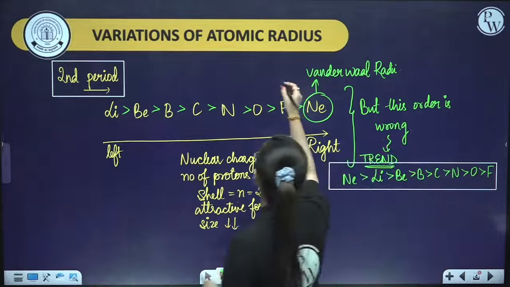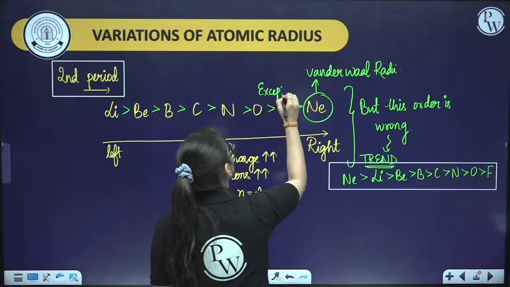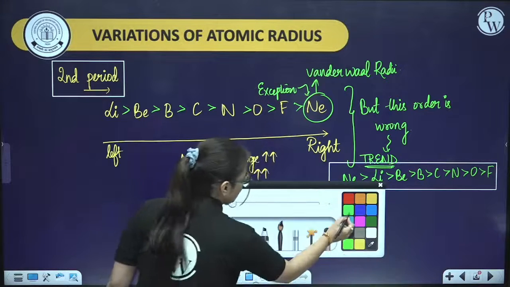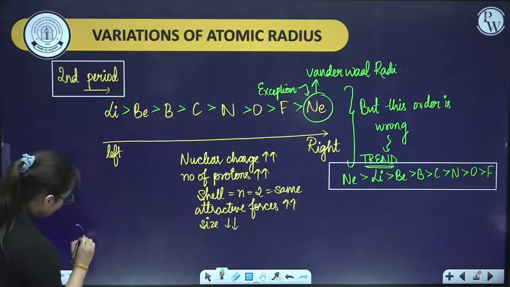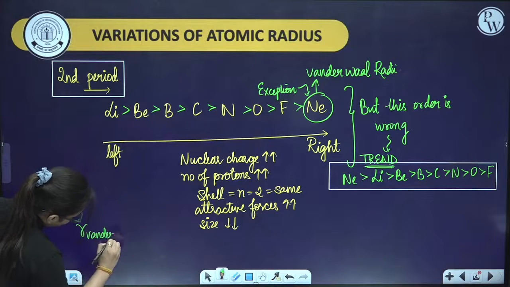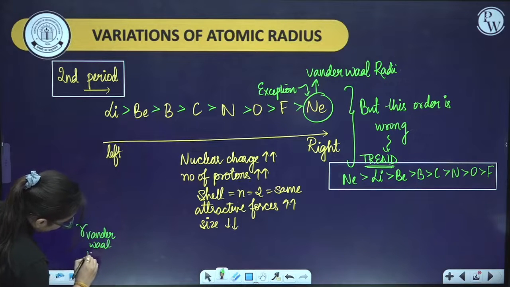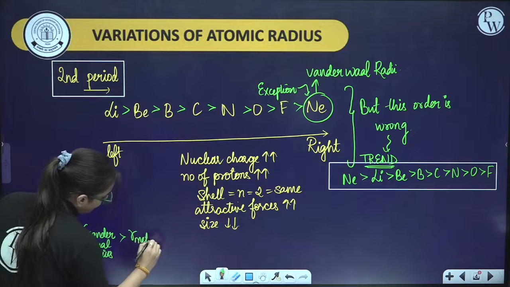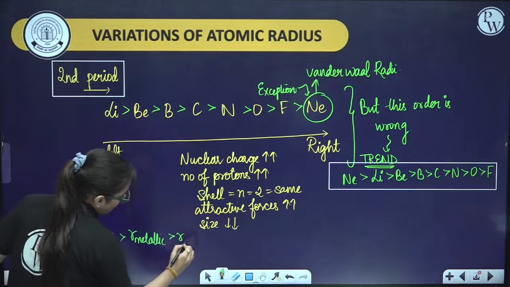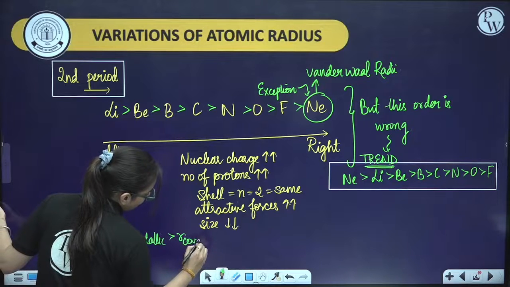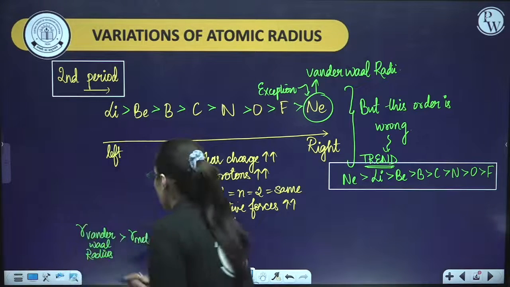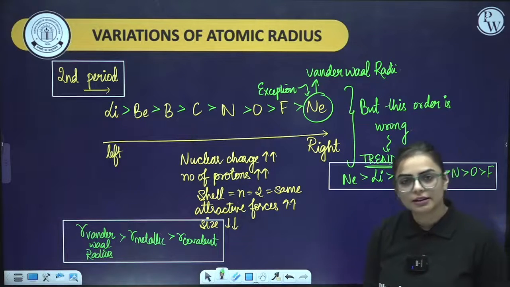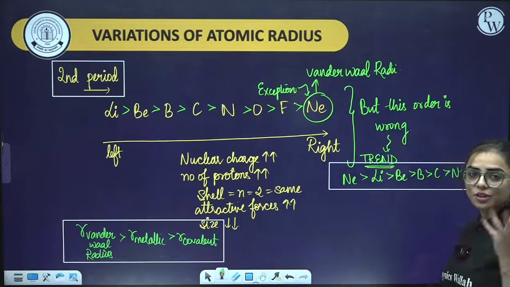Here also we have seen that there is an exception. If you don't remember, students, I am writing it all over here again, that van der Waals radius is the largest, and after that we have metallic radius, and at last we have covalent radius. So this is what we have discussed in our previous session also. Yes, everyone, clear? Shall I move on to the next one where I have third period?